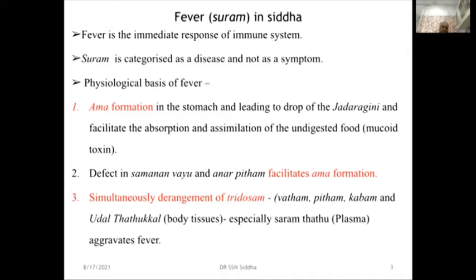The basic physiological factors behind the fever are three things. One is Dadragni, which is the Agni responsible for the digestion of the ingested food, and the Samana Vayu and the Anarpitta.